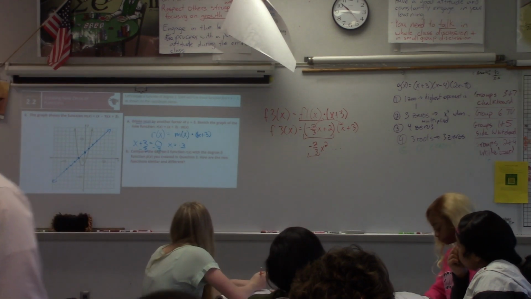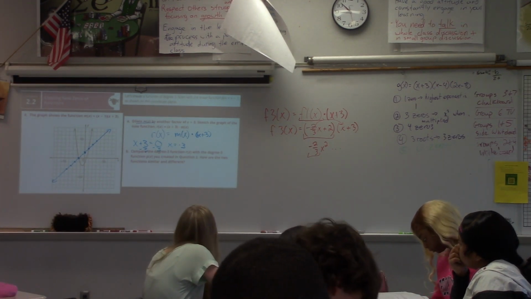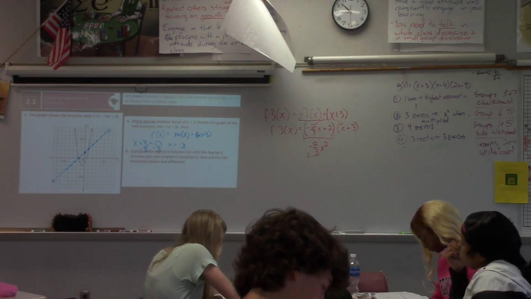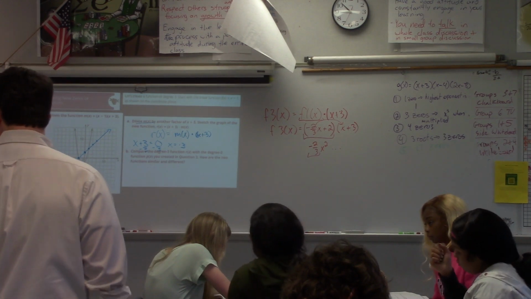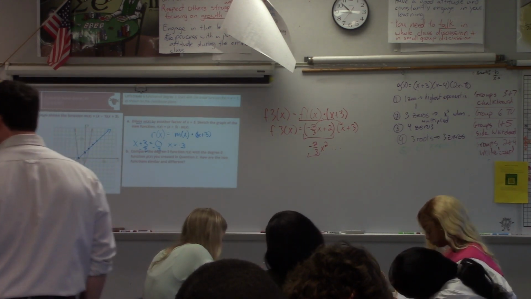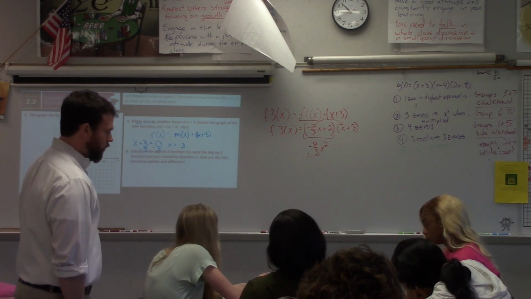Come on, let's sketch out what r of x is gonna look like based on the factors, based on what we know about how those functions will look. What are we thinking?